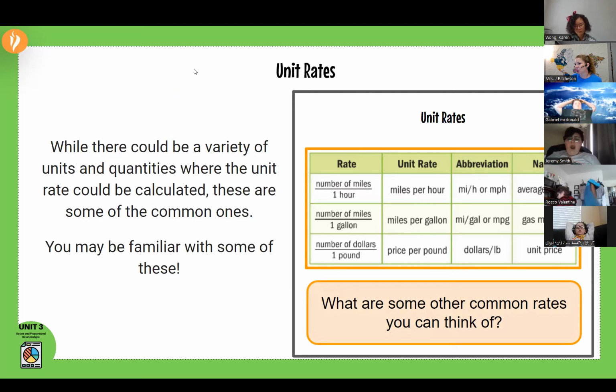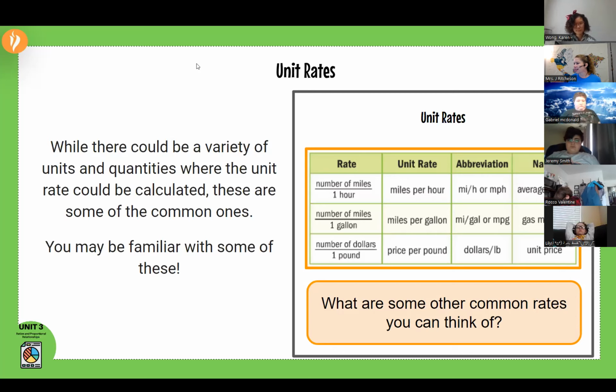How else would you use a unit rate? Miles per gallon, miles per hour, price per pound, price per ounce. I can't think of anything now either. Students per class. I like that. Students per class.